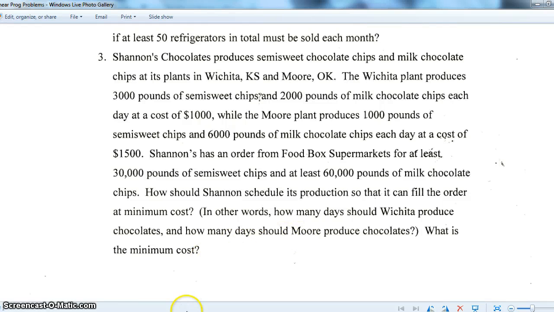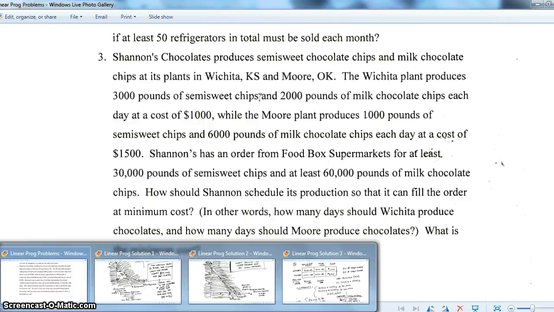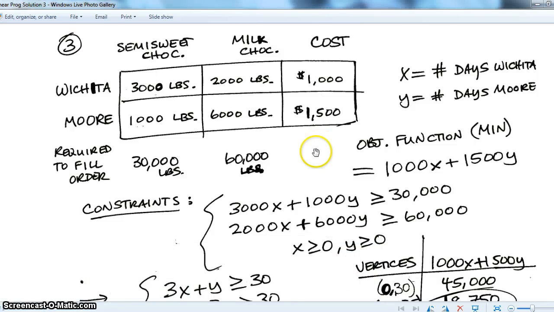Okay, we're trying to minimize cost here, so this is a minimum one. On the maximum ones, you often get a bounded feasible set. On the minimum ones, you often get an unbounded one. Not always, but that typically happens a lot. So if we let x and y be the number of days Wichita and Moore are producing, you can organize the data in a table like this.